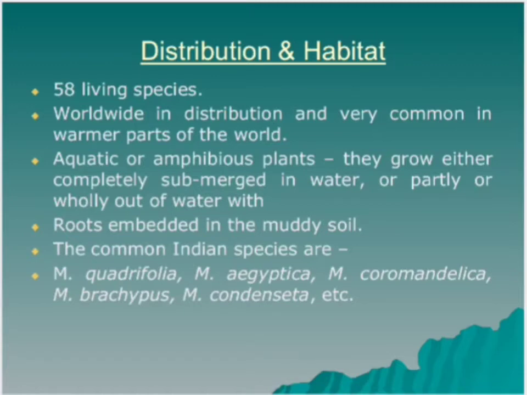In India, only 9 living species are found to occur. The common Indian species are Marsilia quadrifolia, Marsilia aegyptica, Marsilia coromandelica, Marsilia brachypus and Marsilia condensata.